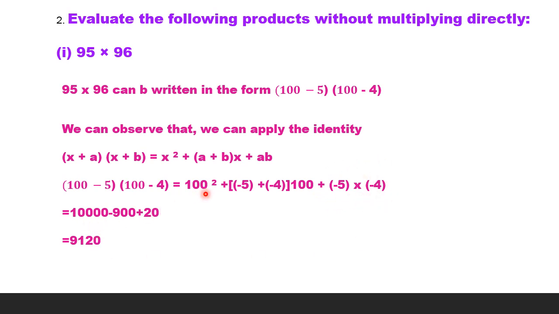Now see, it's so simple. 100 square is having 4 zeros. Minus 9 into 100 is minus 900. And minus 5 into minus 4 is plus 20. It is always very convenient to add these two and then subtract minus 900. Then you will get this value, 9120.